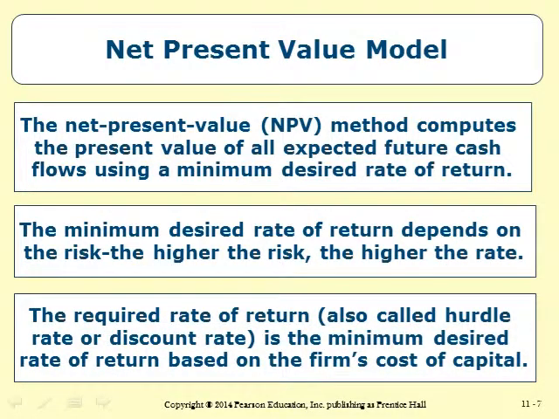So the net present value method computes the present value of all expected future cash flows using a minimum desired rate of return. The minimum desired rate of return depends on the risk of a proposed project. Obviously, the higher the risk, the higher the rate. This minimum rate, called the required rate of return, hurdle rate, or discount rate, and it goes by any one of those three names, is based on the cost of capital. So what the firm pays to acquire more capital.